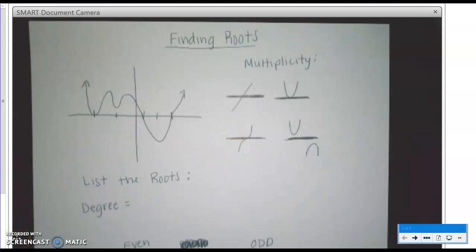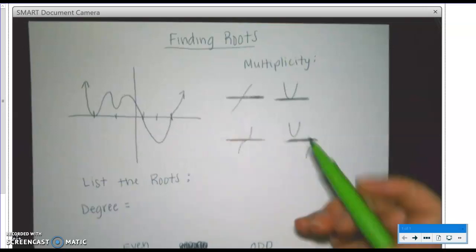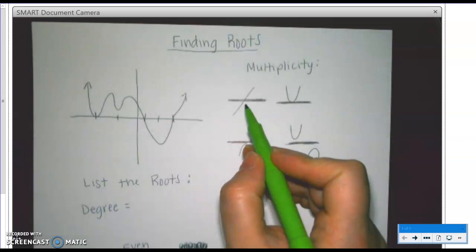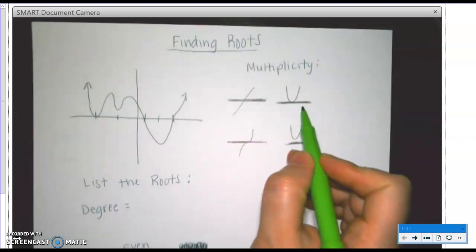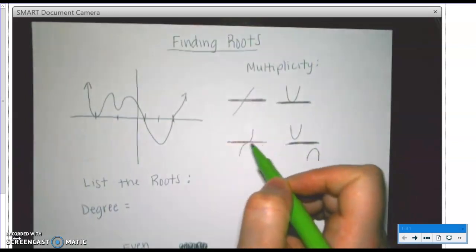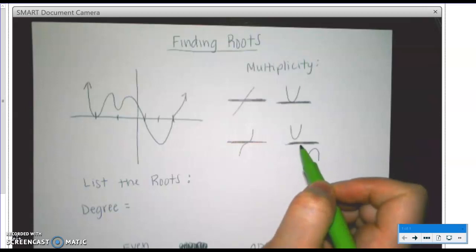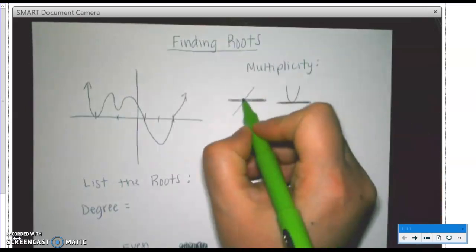Hey everybody, in this video we're going to go over characteristics of polynomials, and we're going to stick to when you're given the graph for now. First we're going to talk about how to find the roots and how to find the degree of each polynomial. A polynomial is made up of a bunch of factors, and the multiplicity of each root will tell you how many times that factor is going to show up.